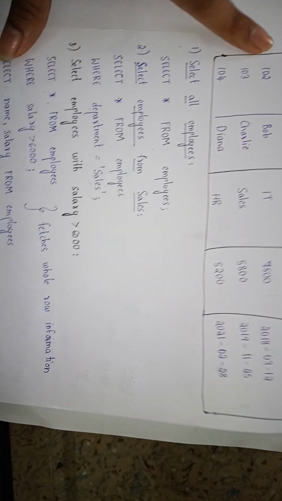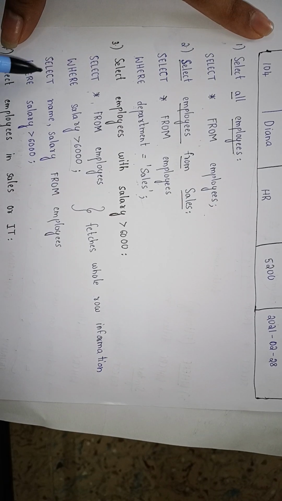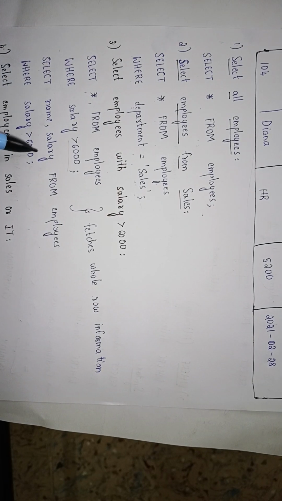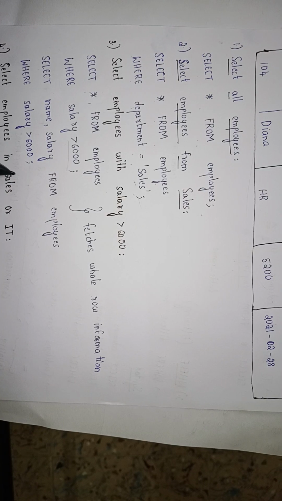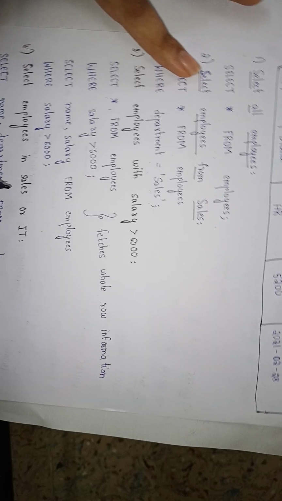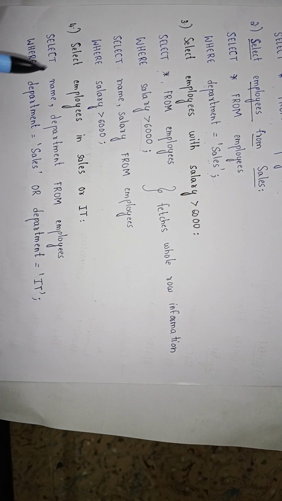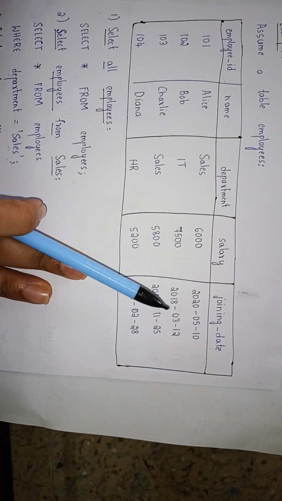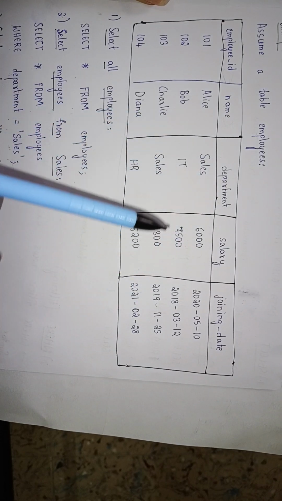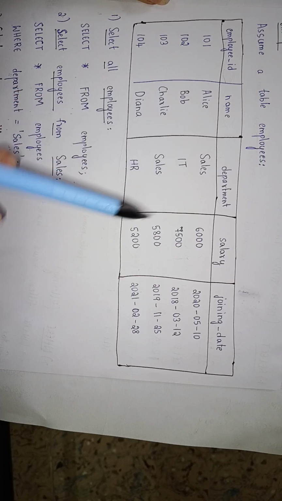But if specifically we want only name and salary, we can use select name, salary from employees where salary greater than 6,000. Super cool. Next, select employees in sales or IT. So, sales or IT, you have to always check.